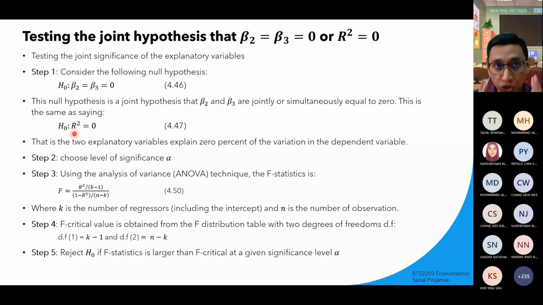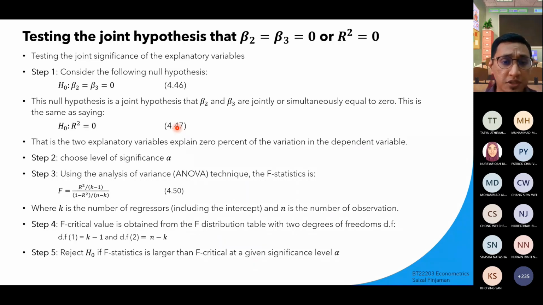Because remember, R square refers to the variation of Y that is explained by our model. So when R square is equal to 0, it means that our model failed to explain the variation in Y. It means that our explanatory variables are not jointly significant in explaining the dependent variable. So in simple words, 4.46 is the same as 4.47. Conducting the joint hypothesis based on this hypothesis statement is the same as conducting it based on equation 4.47.